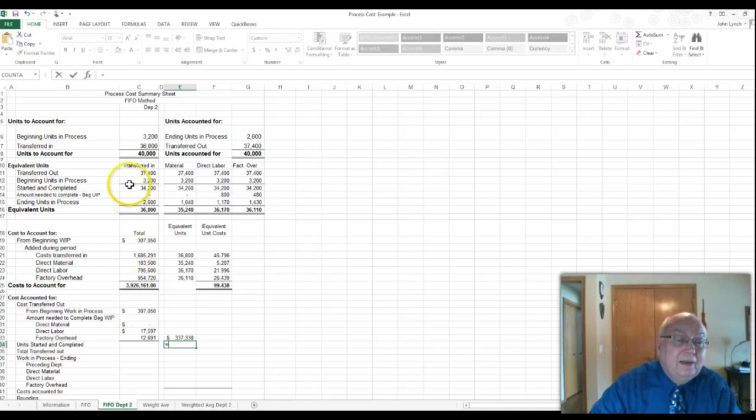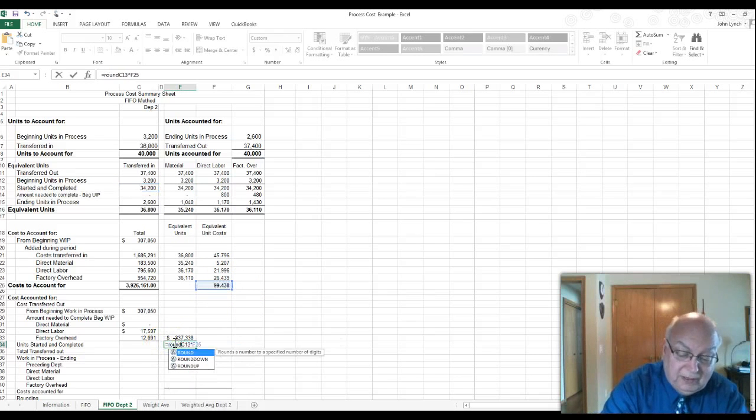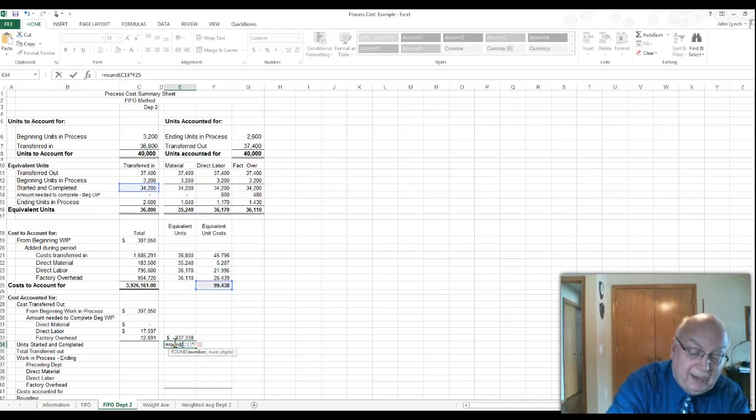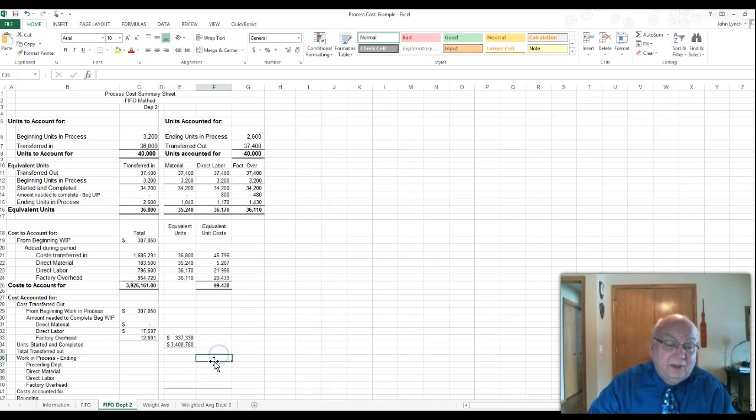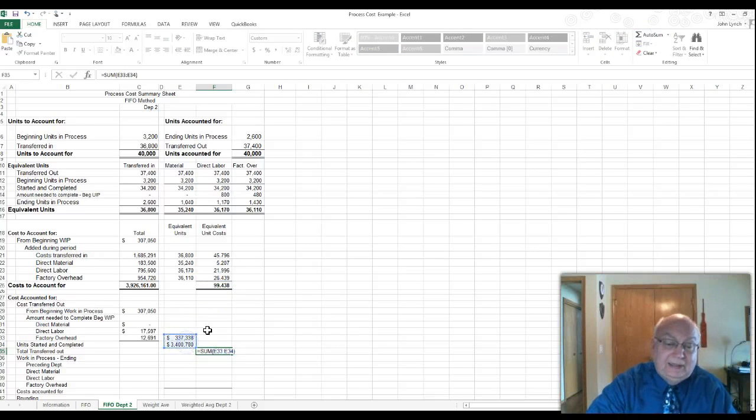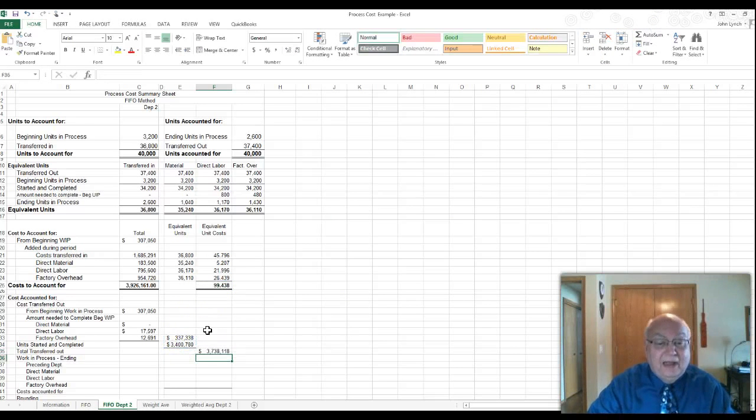Started and completed, that's the 34,200 times the 99,438, and I'll use the round function on this one also. Again, there'll be 0 decimal places on this one. So it's 3,400,780. So the total transferred out will be those two numbers added together, or 3,738,000. Now, more than likely, that's going to go to finished goods in this one.